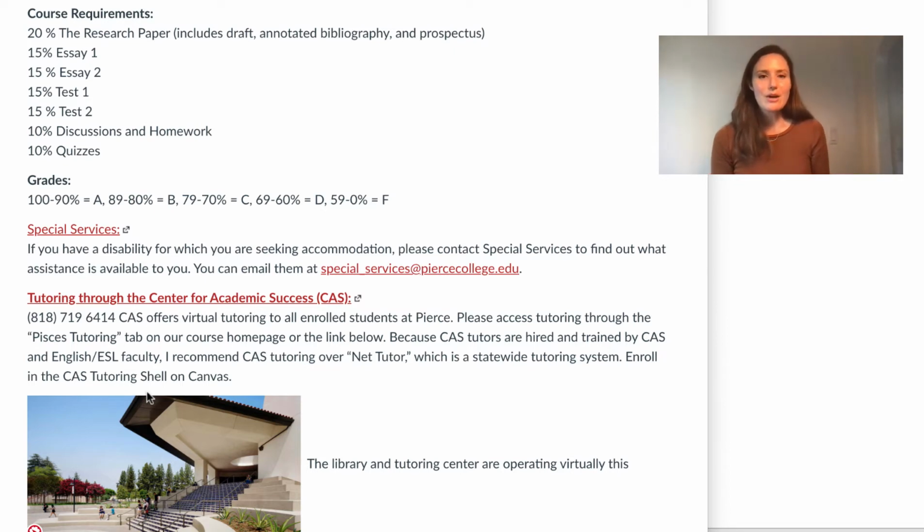For 15%, we have essay 1. That will be an essay about short stories. For 15%, we have essay 2, that will be about poetry. For another 15%, we have test 1, that will be about the play, The Importance of Being Earnest. For another 15%, we have test 2, that's the final exam, which will mostly cover Frankenstein, but will also cover material from throughout the semester. And then for 10%, we have discussions and homework, and another 10% quizzes.